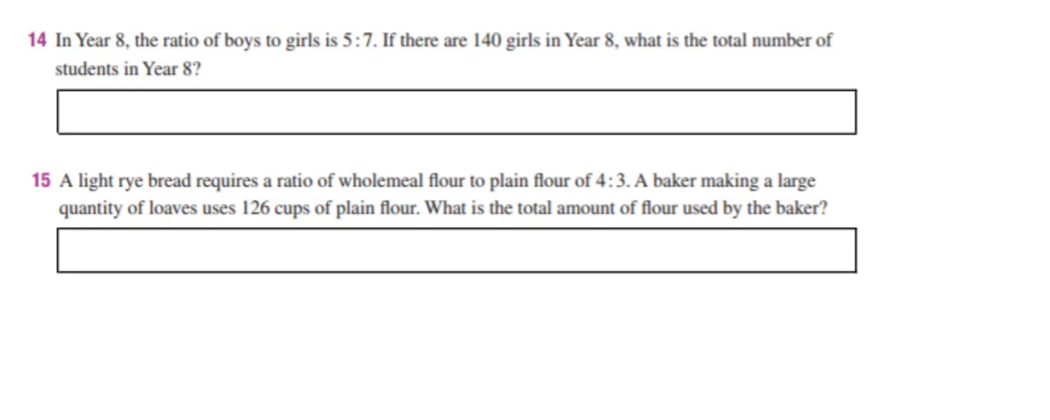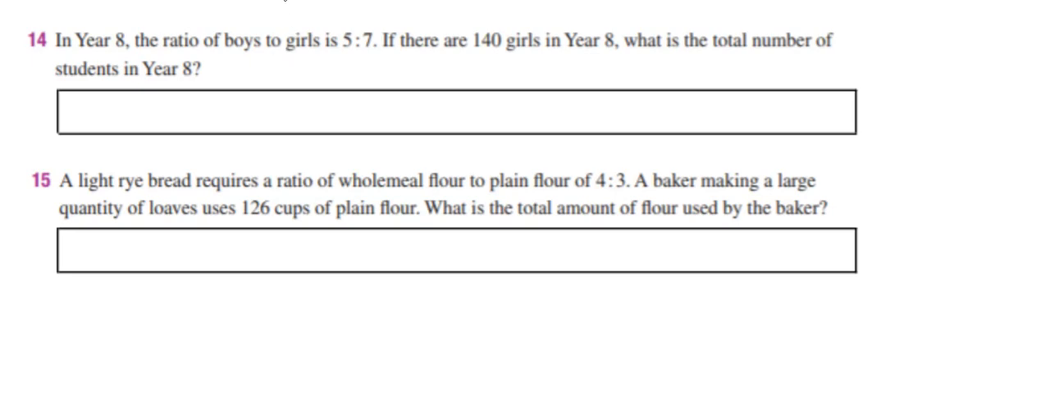This is lesson 3, dividing a quantity by a given ratio, and we're going to do questions 14, 15 and 16. Now question 14 says, in year 8 the ratio of boys to girls is 5 to 7. If there are 140 girls in year 8, what is the total number of students in year 8?